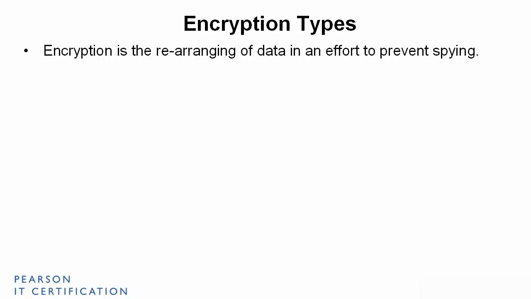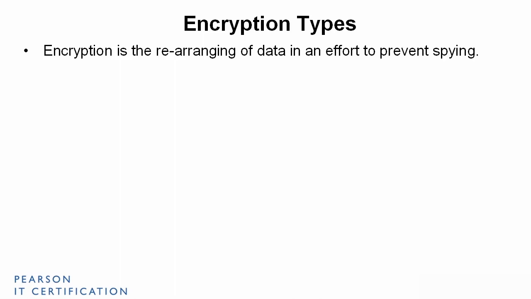Encryption is the rearranging of data in an effort to prevent spying. You don't want people to see your data, so you encrypt it. You rearrange all the characters or you rearrange the file contents. And there's many types of encryption.